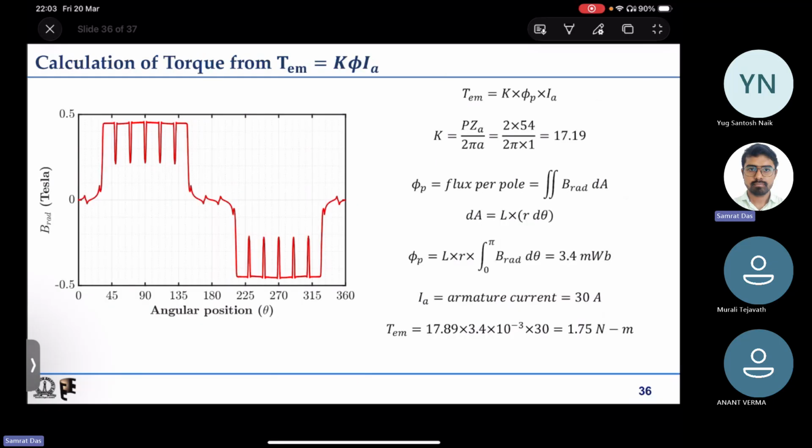And for the approximated simplified expression that we come across readily in our textbooks, the average electromagnetic torque is some K into flux per pole into armature current. So what is this K? K is number of poles into ZA, that is the number of armature conductors, divided by 2 pi into A, where A is the number of parallel paths.